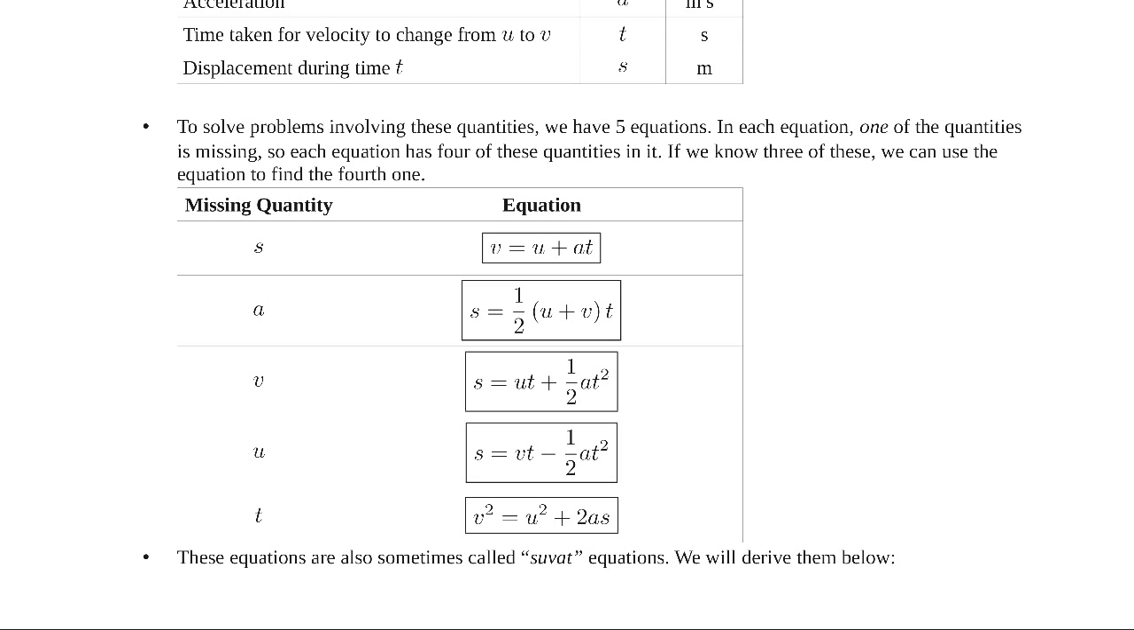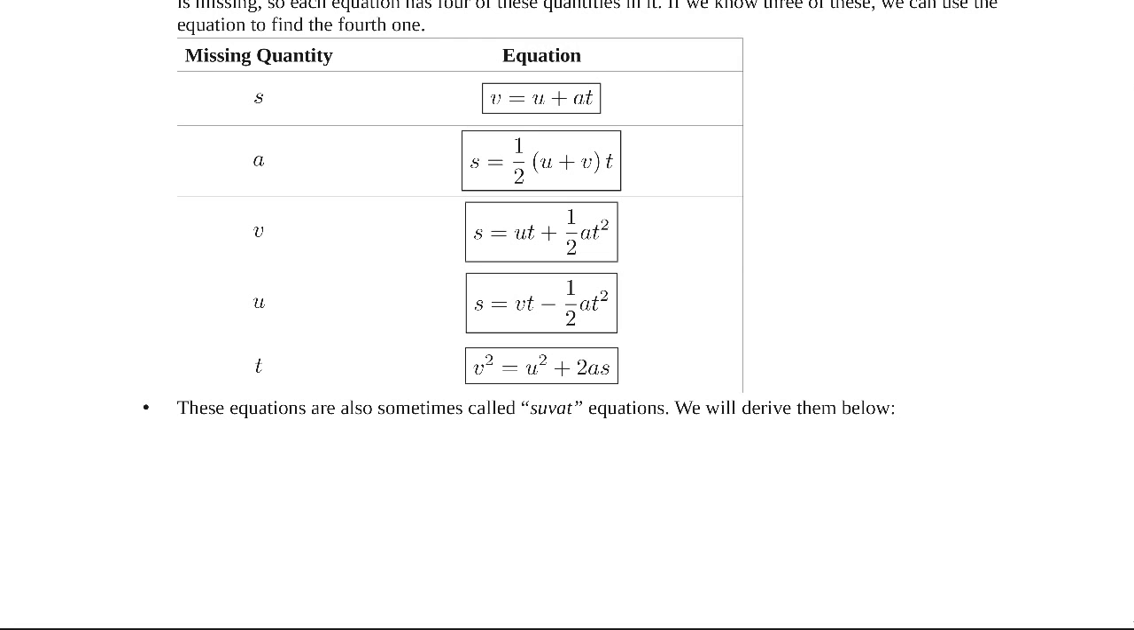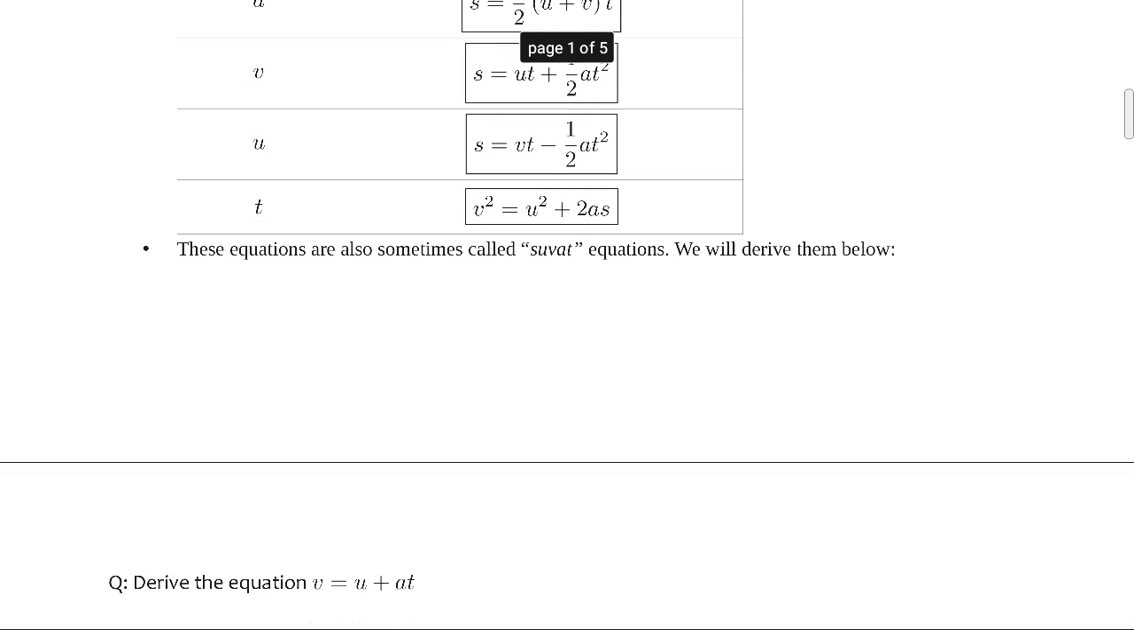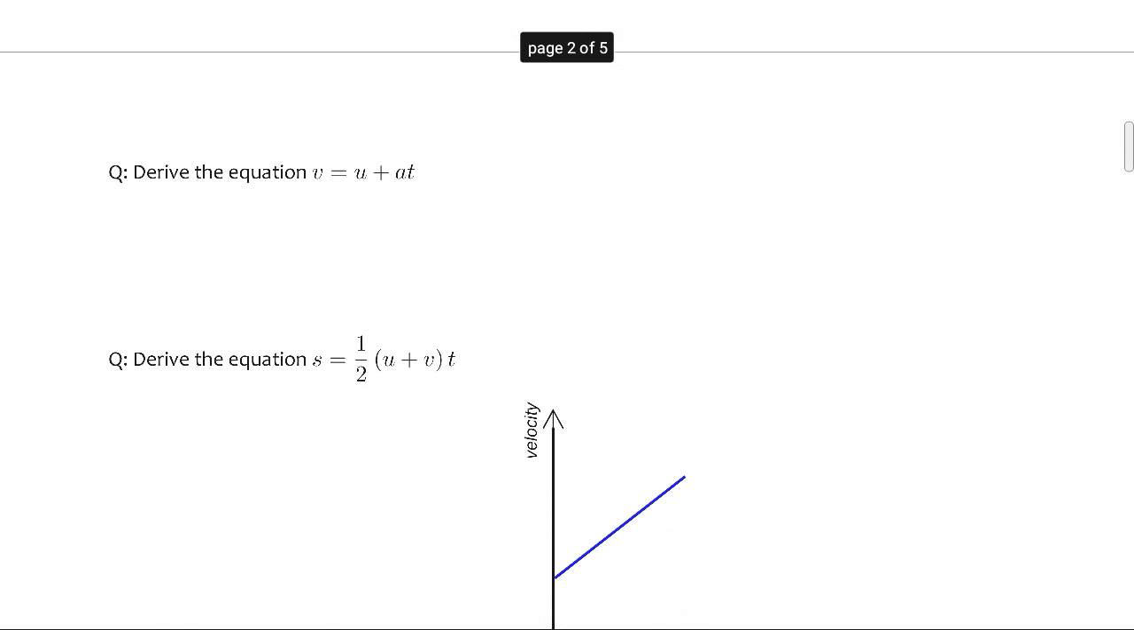So now we plan to derive these equations to see where they actually come from. Let's first start with the equation v = u + at. I'm trying to derive this equation. How do I begin? Well, we start with the definition of acceleration. Remember, acceleration is final velocity minus initial velocity divided by the time taken. This is a change, because acceleration is a change in velocity divided by the time taken.